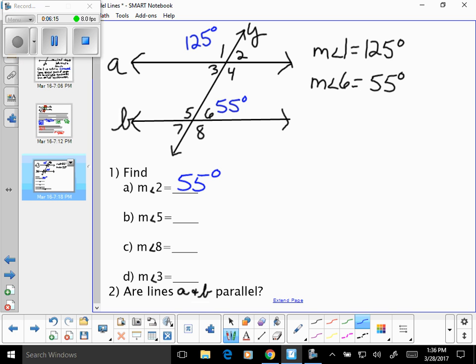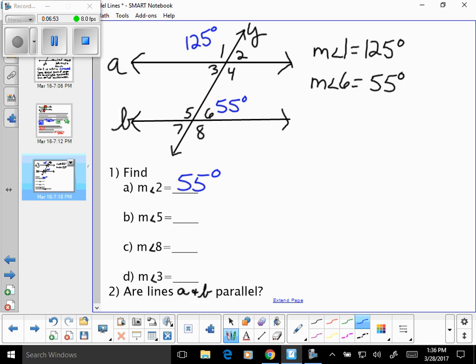Now note in your notes, I've told you it's supplementary to angle 1, but it can also be a corresponding angle to angle 6. Well, now that I've found that they're both 55, that proves to me that they are corresponding angles. Yes, angle 2 and angle 6 are congruent corresponding angles, and that's one way for me to prove that lines A and B are parallel. At this point, I could stop and say, yes, lines A and B are parallel because I have angle 2 and angle 6 being congruent corresponding angles.